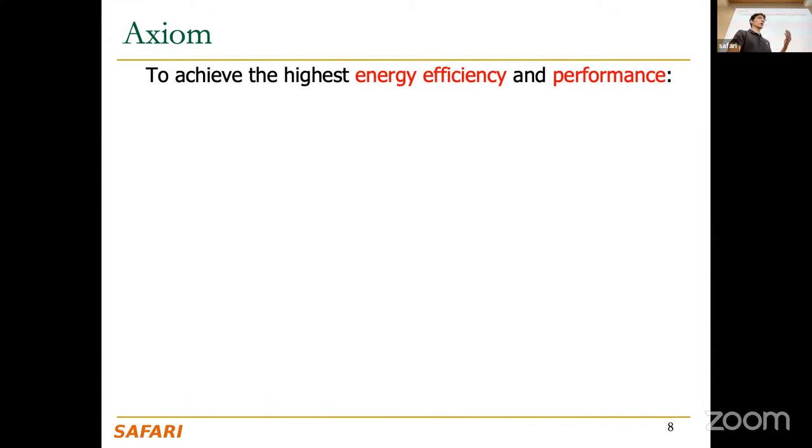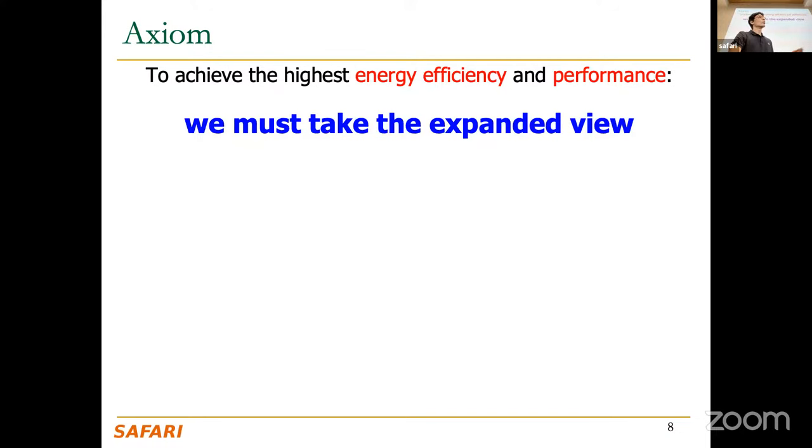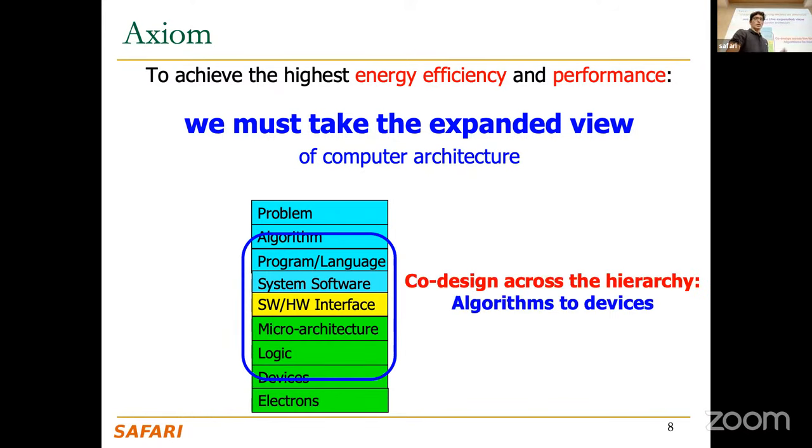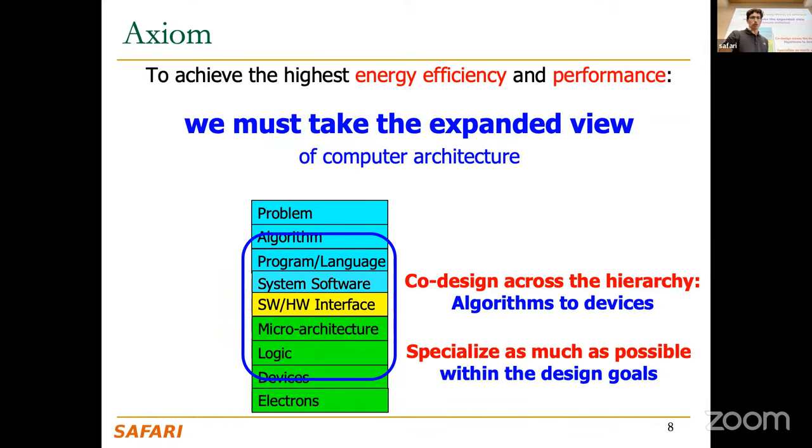Our axiom in this course and also in our research is to achieve the highest energy efficiency and performance. And to do so, we must take the expanded view of computer architectures. This expanded view spans from the problem to the electrons. And this requires us to co-design across the hierarchy from the algorithm to the device. I gave you the example earlier that if you have a specific problem, one possibility is to change the algorithm to make it more suitable to the underlying hardware, right? So that's what we mean by hardware-software co-design, or software-hardware co-design. And we are going to talk about some more examples later in this lecture.